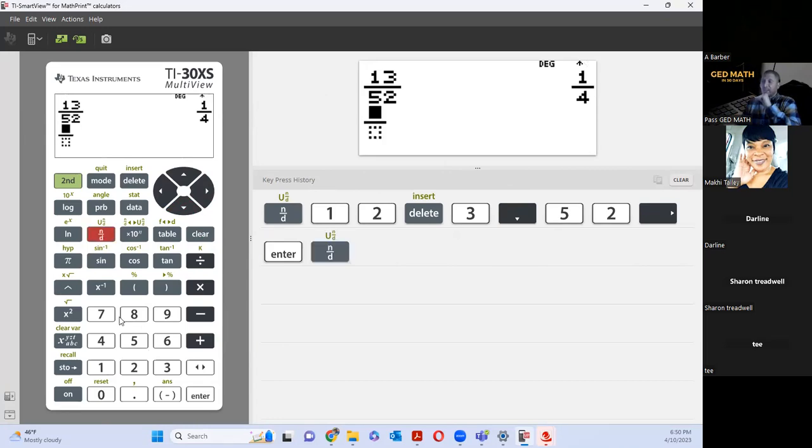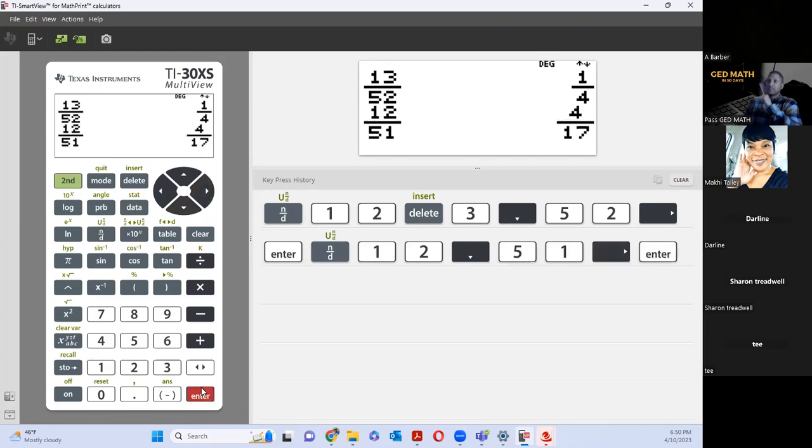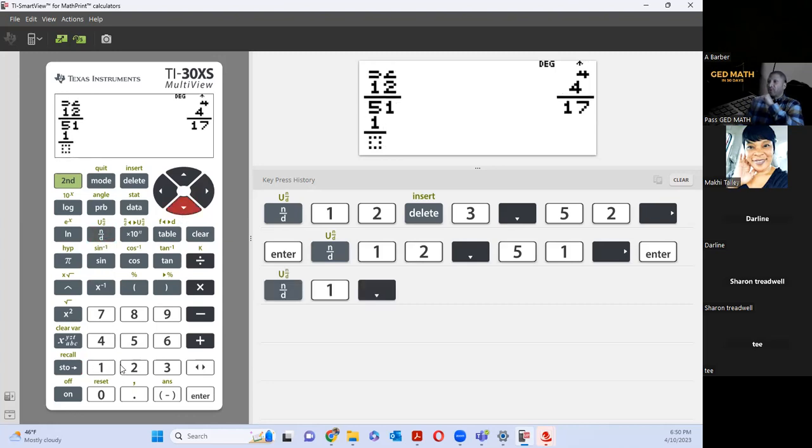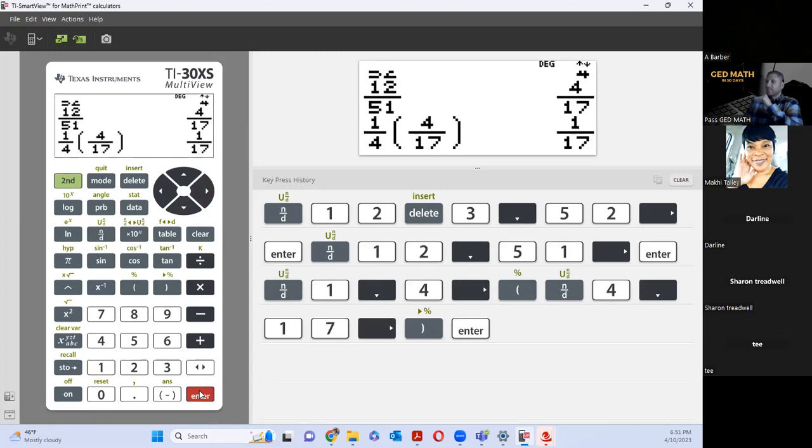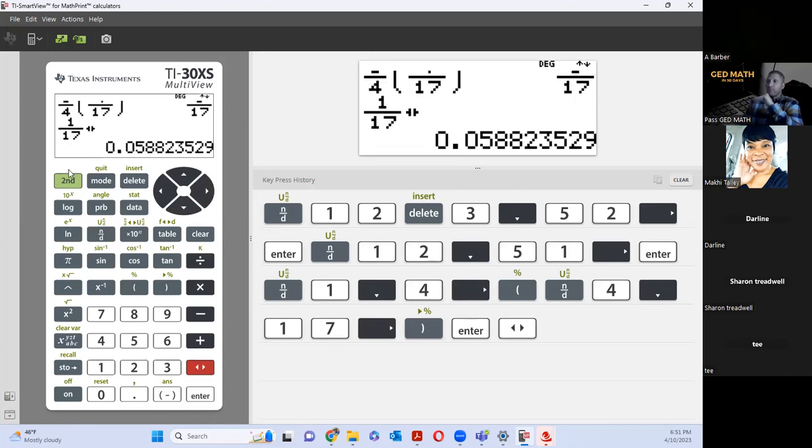The second fraction, 12 over 51. It already reduces it for you. I got to multiply those two. 1/4 times 4 over 17. What's my decimal? What's my percent?